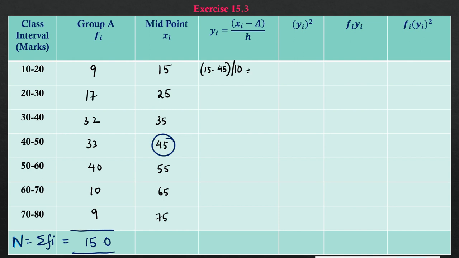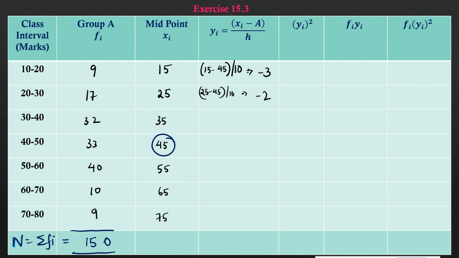So the answer I will get is 15 minus 45 divided by 10. It is going to be minus 30, minus 30 divided by 10, so I will get minus 3. Similarly, here I should take 25 minus 45 divided by 10. 25 minus 45 is minus 20. Minus 20 divided by 10 is going to be minus 2.